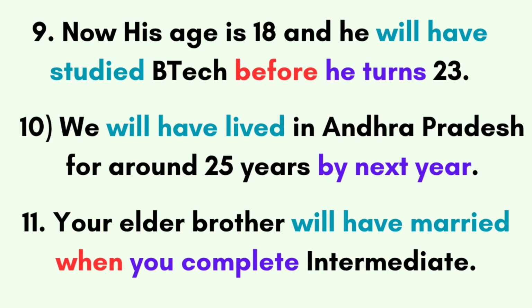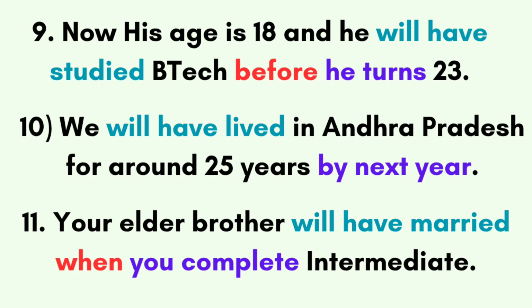Your elder brother will have married when you complete your intermediate. Here 2 actions are there. Remember, whenever you want to mention another action in the future, that should be in present simple. You complete, he turns 23, you complete your intermediate. I haven't used continuous tense, okay?